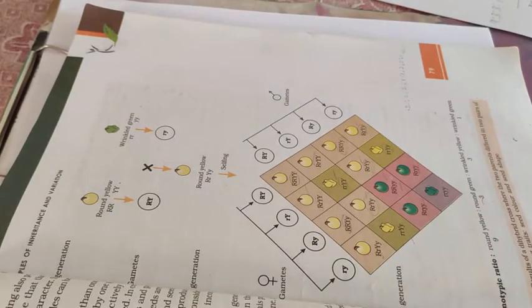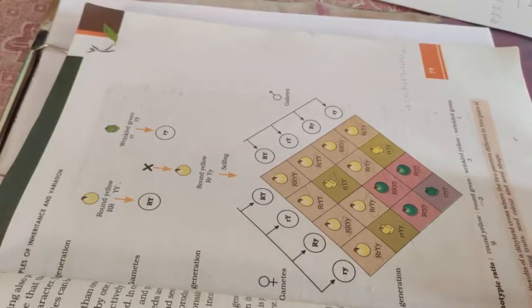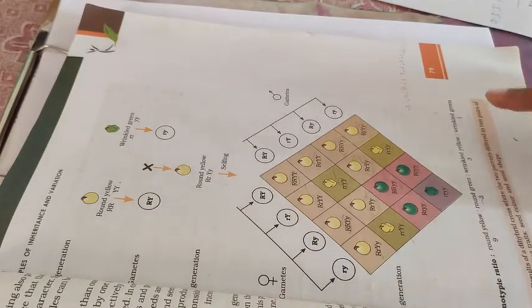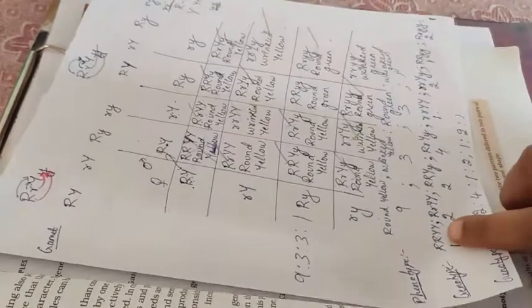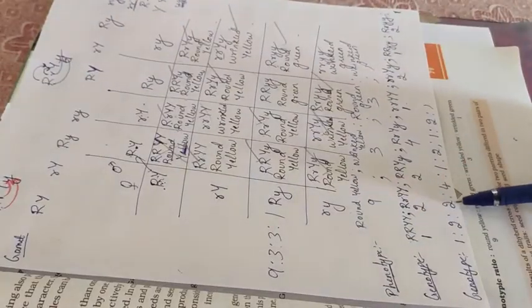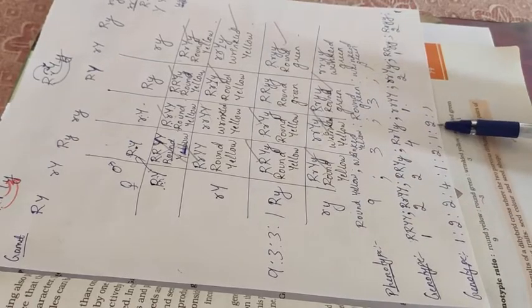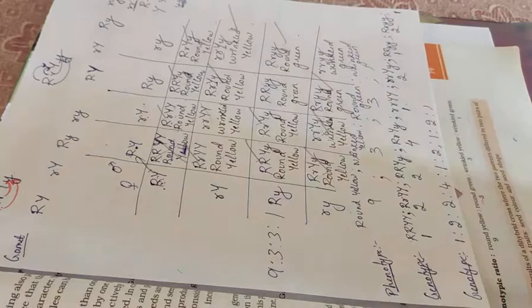Monohybrid is 3:1. Here it is 9:3:3:1. Okay. The genotypic ratio is 1:2:2:4, 1:2:1, 2:1:1. Totally it should be 16.